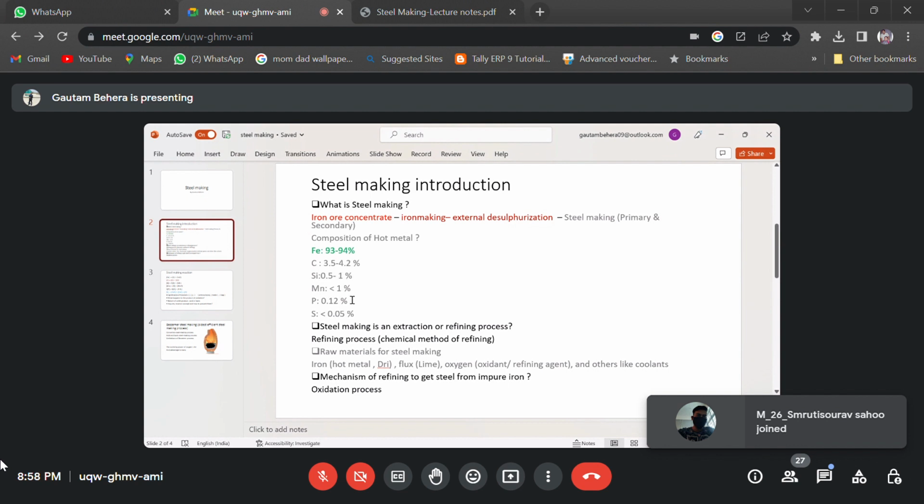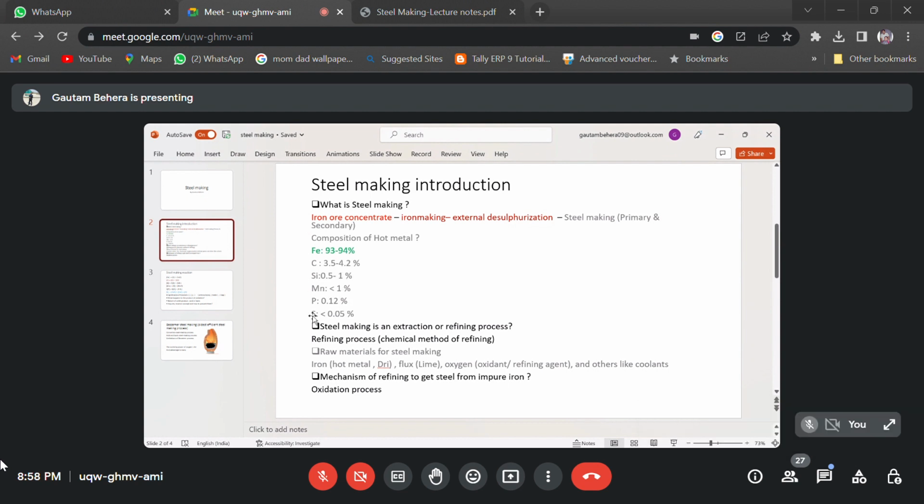That's why, in the steel making process, what is our main aim? Our main aim is to remove this carbon, this silicon, this manganese, this phosphorus, this sulfur, right? That's what exactly we are doing in the steel making process. We are removing or decreasing these elements from iron. It is okay up to this?